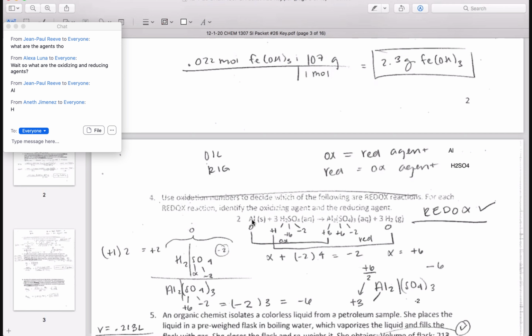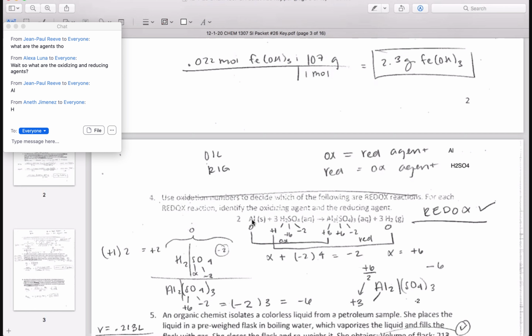Okay, so let's go ahead and move on to this one down here. An organic chemist isolates a colorless liquid from a petroleum sample. She places the liquid in a pre-weighed flask in boiling water, which vaporizes the liquid and fills the flask with gas. She then closes the flask and reweighs it, and she obtains this volume here, and she has this temperature as well as this pressure. And then she also has the mass of the flask and the gas together, and the mass of the flask alone. The values I wrote over here were just knowns. They helped me pull them out of the problem and put them in an easier way for me to read. So it's whatever y'all need, but those are just part of the problem.